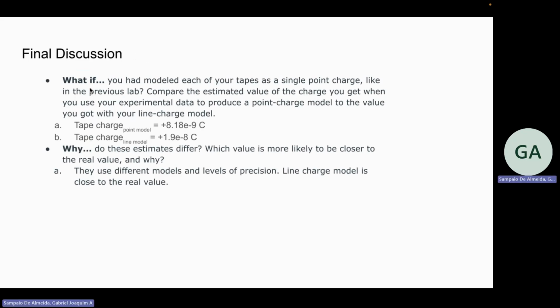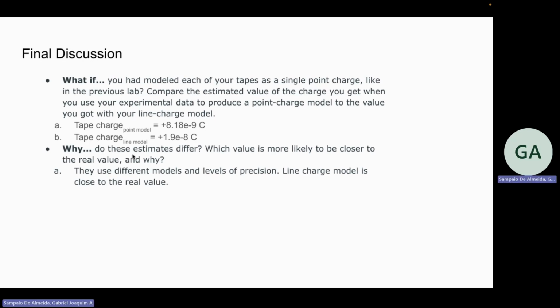Going forward with the final discussion: what if you had modeled each of your tapes as a single point, like in the previous lab? Compare the values you got. So basically, if the tapes were assumed to be a single point, the charge in them would be much less than the ones obtained in the line model. As you can see, they differ by almost one order of magnitude, which is a pretty significant difference.